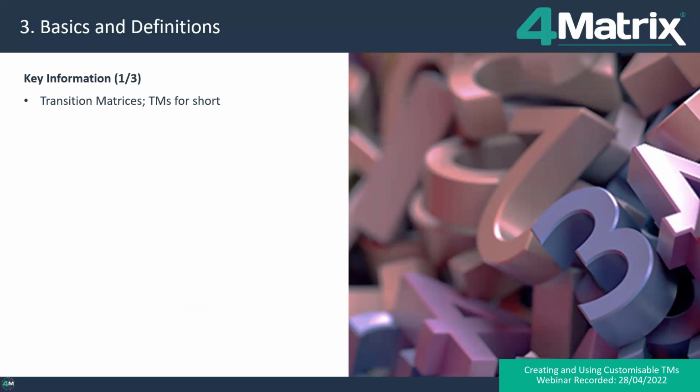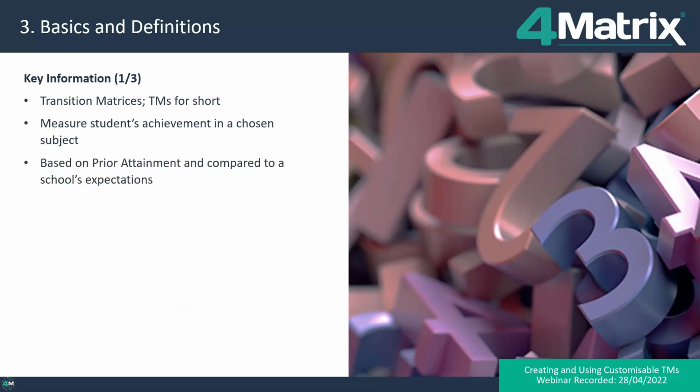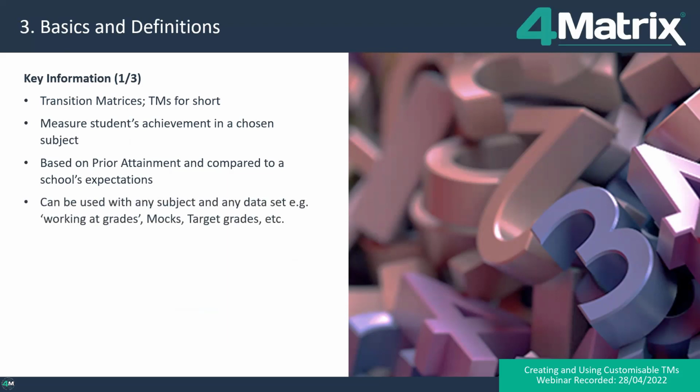Transition matrices, or TMs for short, can be used to measure a student's achievement in a chosen subject based on prior attainment and compared to your school's expected outcomes. Prior attainment is made up of a pupil's end of Key Stage 2 results, and the outcome grade can be from any subject or qualification a pupil studies at Key Stage 4, from any data set, for example, working at grades, mock results, target grades, and so on.